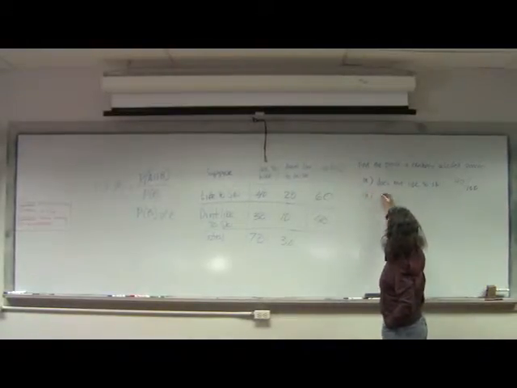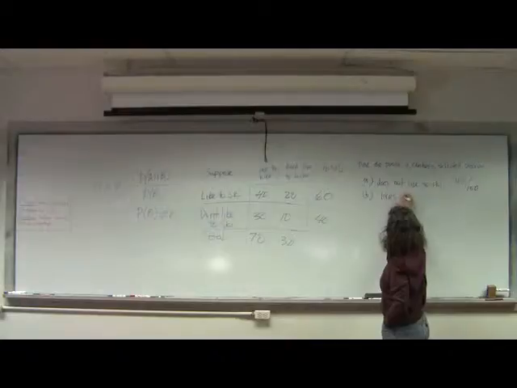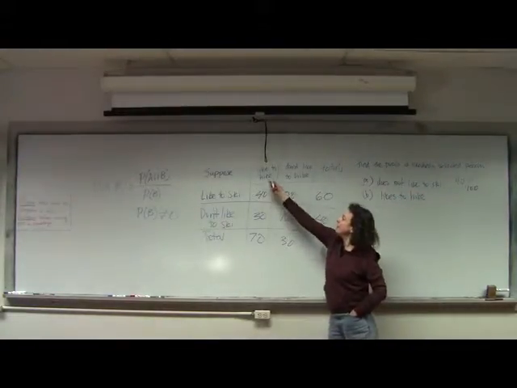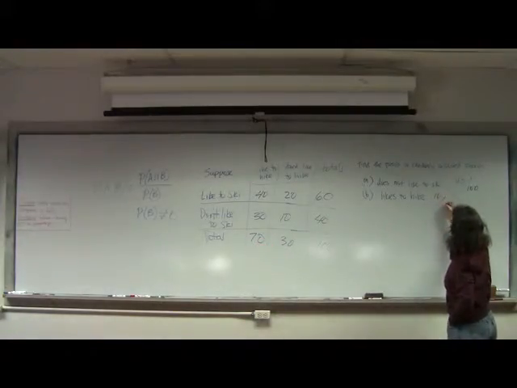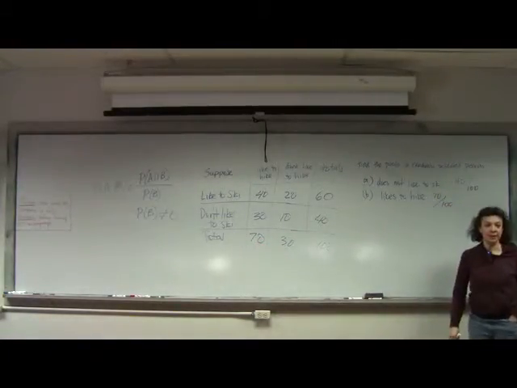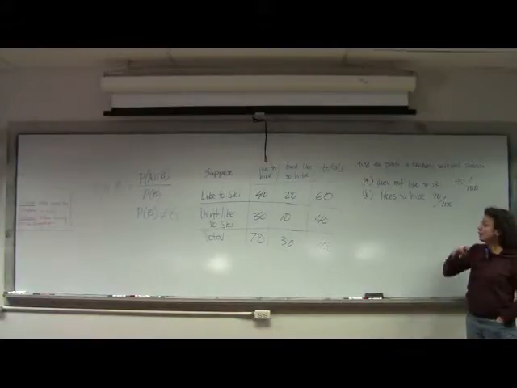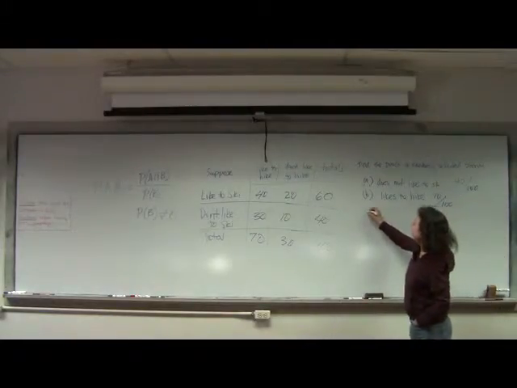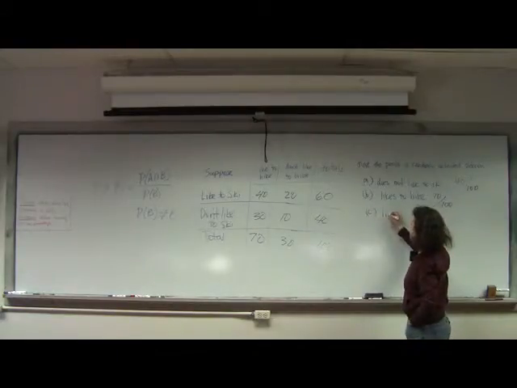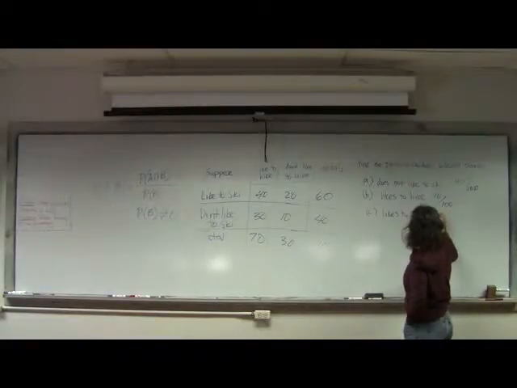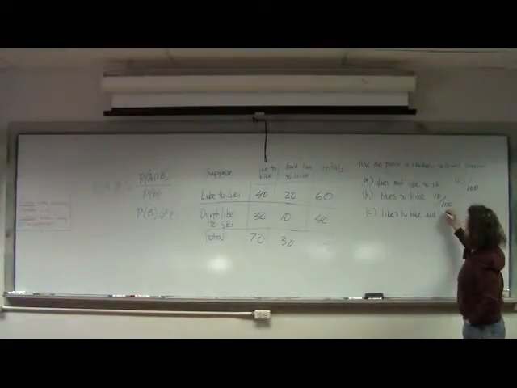Okay, let's find the probability that a randomly selected person likes to hike. Well, how many people like to hike? 70 out of our total 100. Okay, now what if I want to find the probability that a randomly selected person likes to hike and likes to ski?